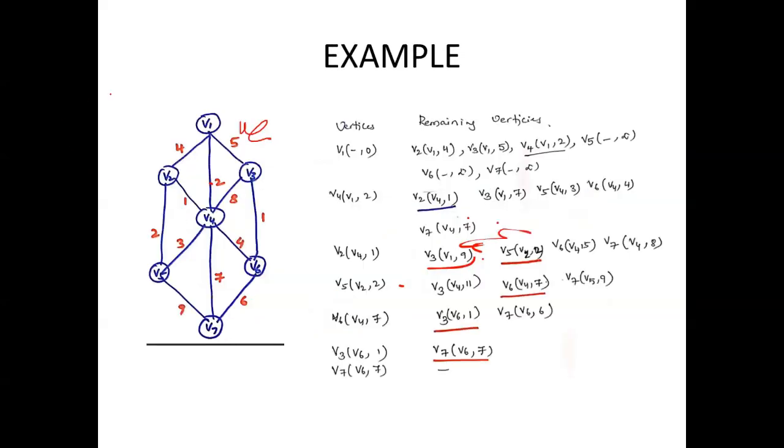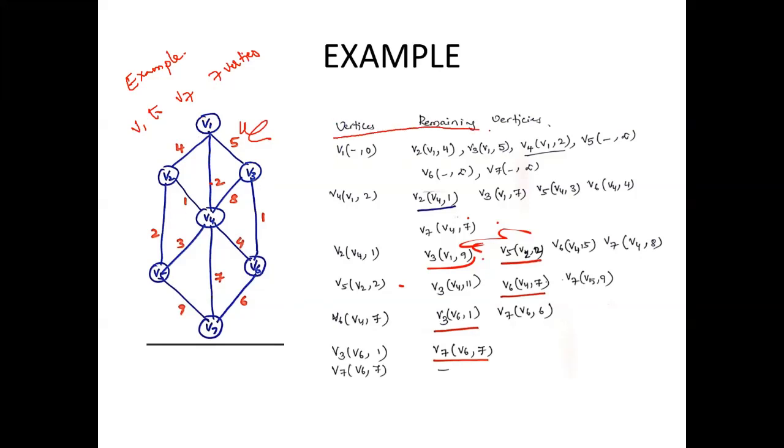Consider this example. Here we have different vertices from V1 to V7, so totally we have 7 vertices. And we have a number of edges. You can see V1 to V2 is one edge, V1 to V4 is one edge, V1 to V3 is one edge, like that. So these are all the edges.